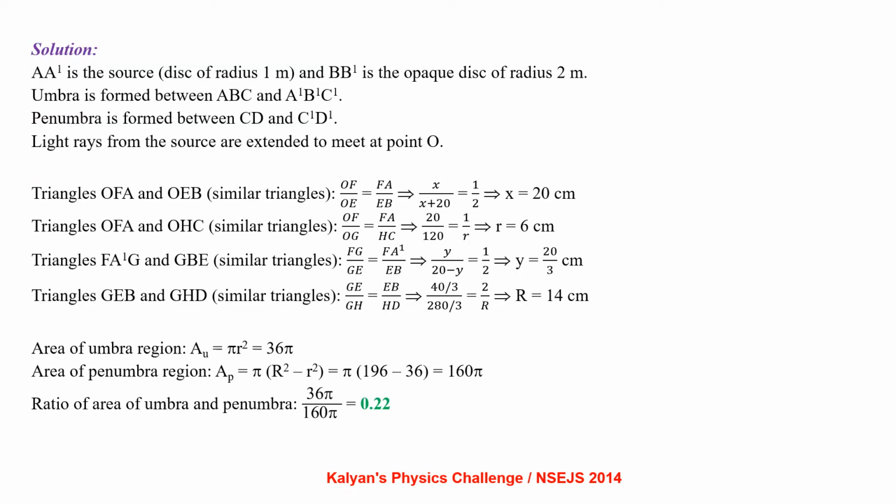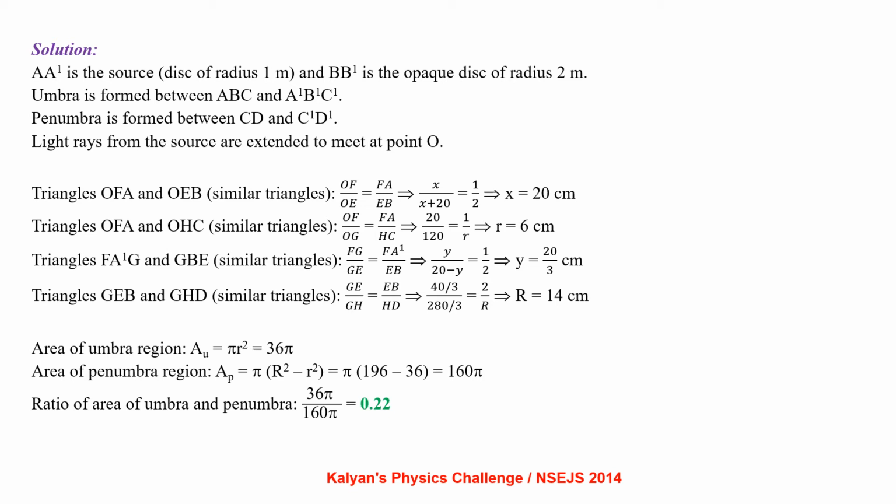AA' is the source, that is a disc of radius 1 cm, and BB' is the opaque disc of radius 2 cm. Umbra is formed between ABC and A'B'C'. Penumbra is formed between CD and C'D'. Light rays from the source are extended to meet at point O.